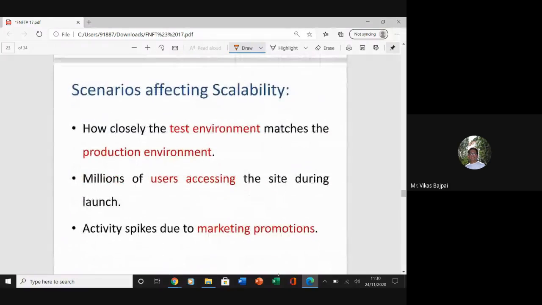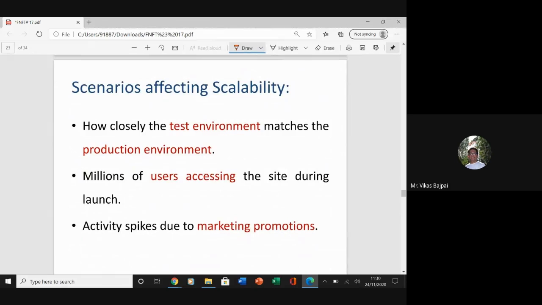Then we have some scenarios which can affect the scalability, like how closely the test environment matches the production environment. Then millions of users accessing the site during the launch. I may observe a sudden spike in the load, and the anticipated load might not be equivalent to what the actual load my site observes. Activity spikes due to marketing promotions, that's also a scenario.